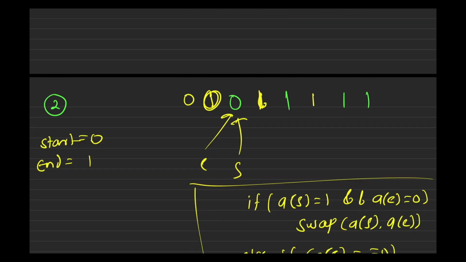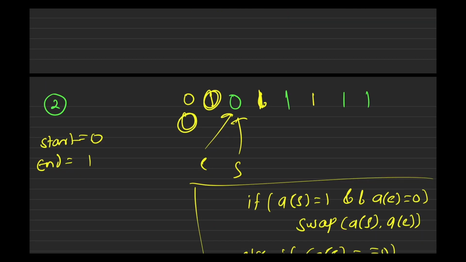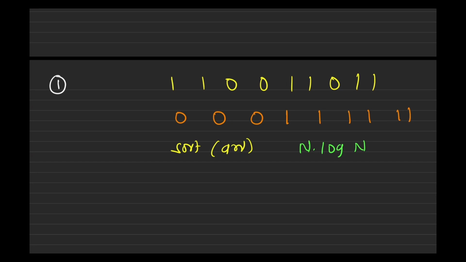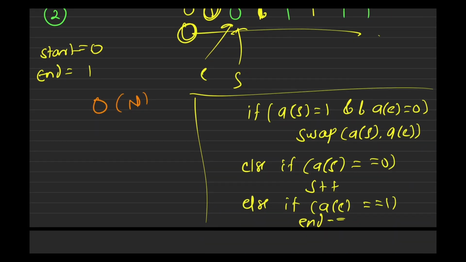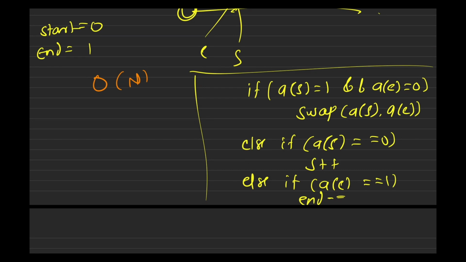Now what we are doing is simply running a loop from the first position till the last position. So what will be the total time complexity? My total time complexity is nothing but big O of n, which is much better than n log n. So I hope you understood both the methods to solve this problem. Now let's move on to the IDE and try to submit our problem.